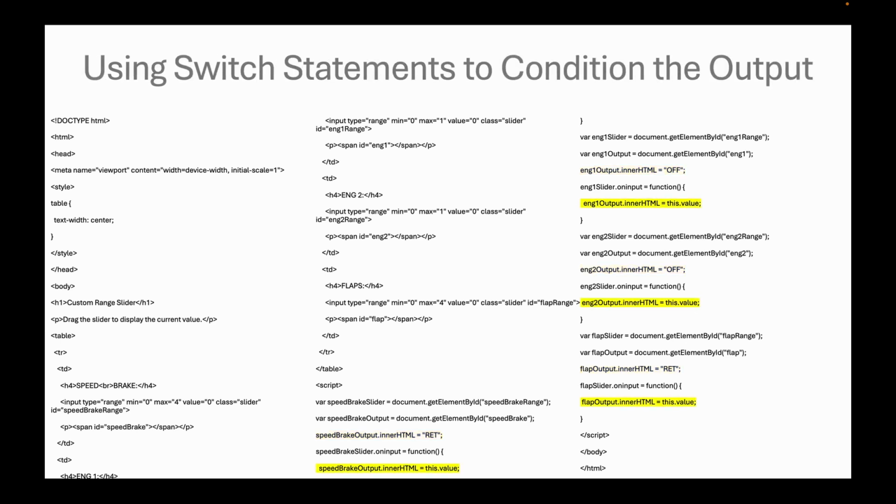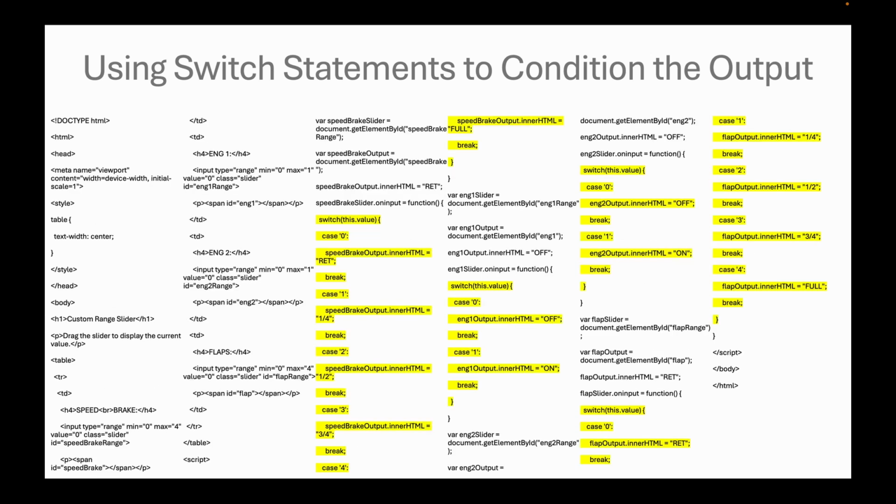We will be using switch statements to condition the output. And then if you look carefully, the switch statement has a particular variable being subjected to the conditioning statement. Normally, this.value is a numerical one, a whole number, basically. We subject it to the switch statement so that we will condition the output depending on its original result.